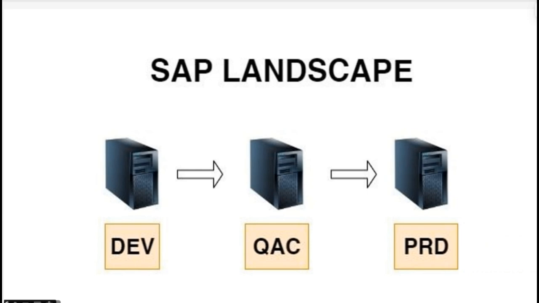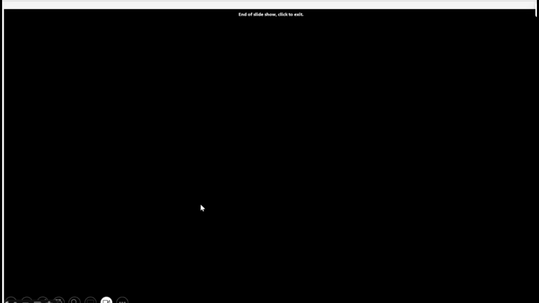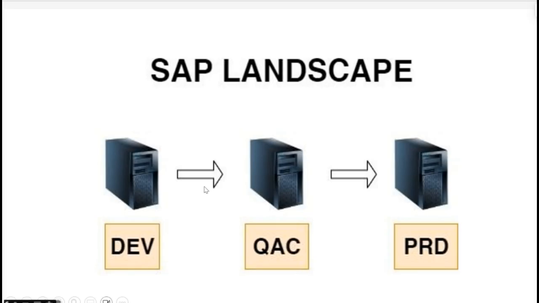For example, yesterday we created one program. Let's take that program as an example. We created it in development and we tested it. It is fine, it is working fine. What we will have in development is very little data. So due to this little data, we will move the transport to quality.